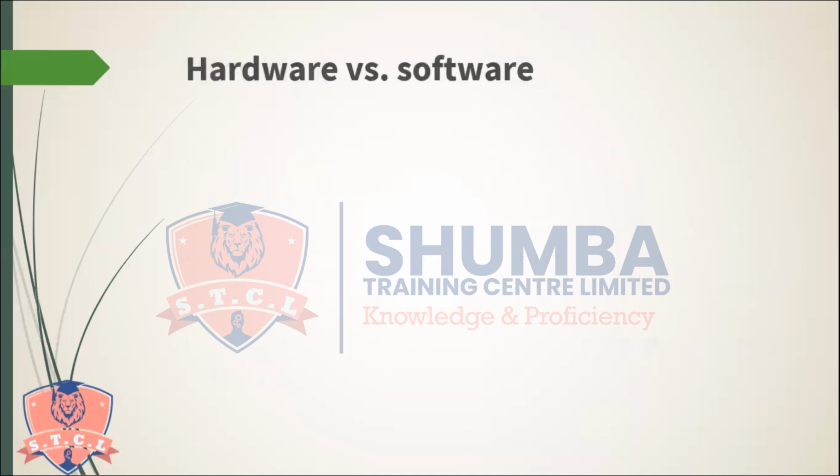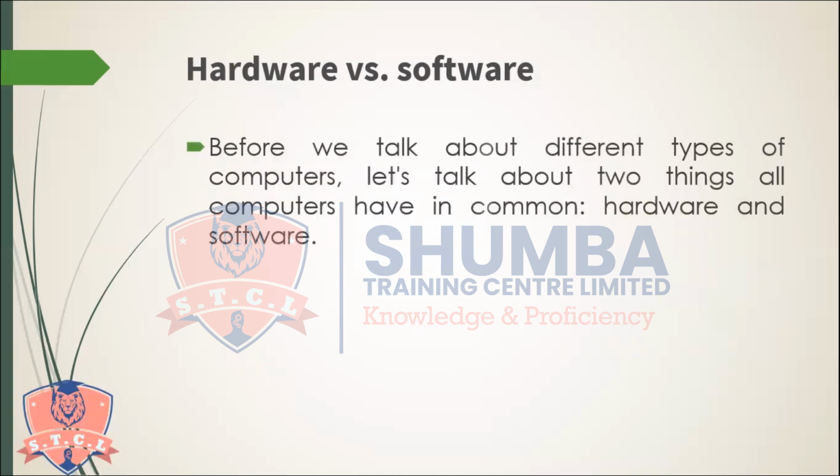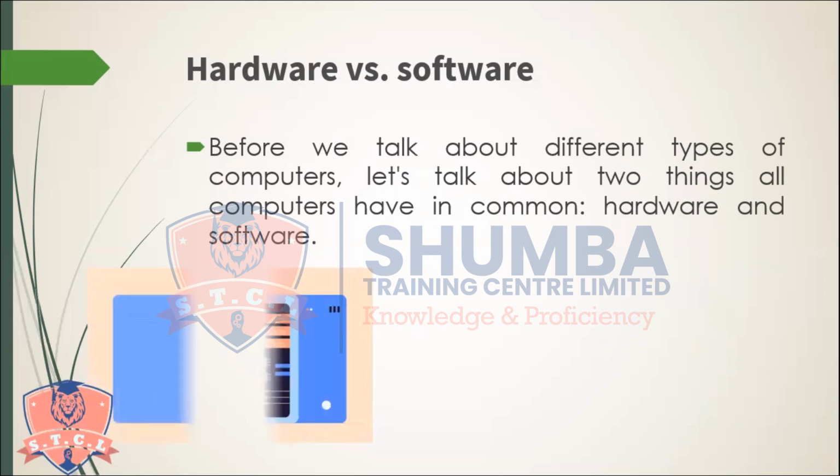Now, in understanding the computer, let us look at the hardware and the software. These two are very, very important in our understanding of computers. Firstly, before we talk about different types of computers that we have, we need to talk about two things which all computers have in common, and that is hardware and software.